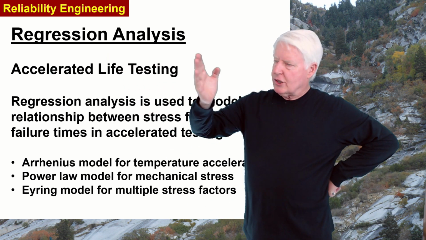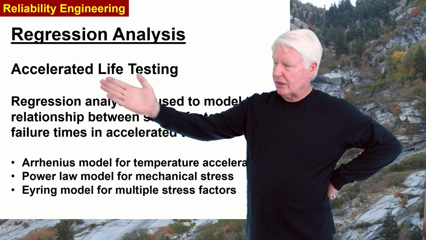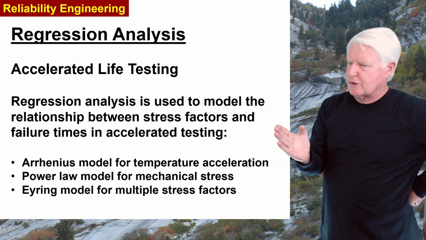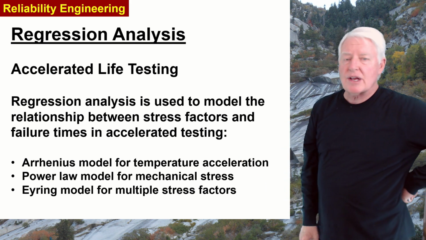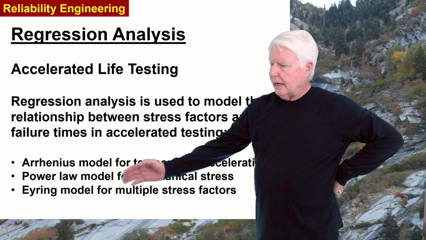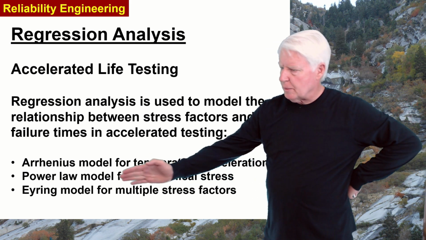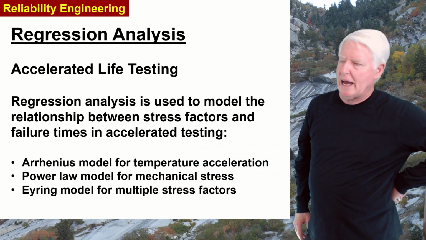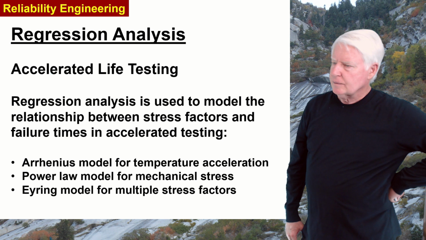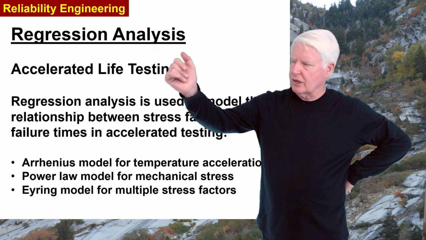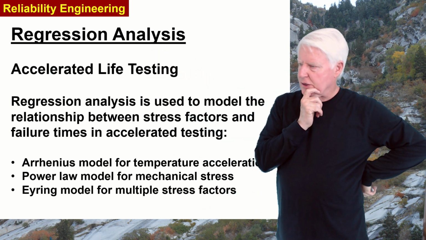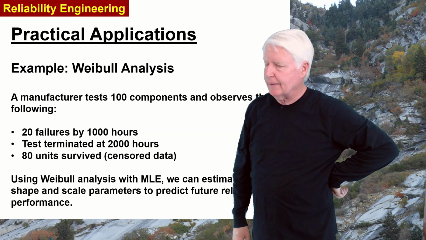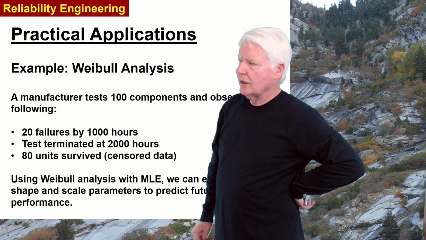All right, regression analysis is also something we use. Accelerated life testing. Regression analysis is used to model the relationship between stress factors and failure times in accelerated testing. Arrhenius model for temperature acceleration, power law model for mechanical stress, Eyring model for multiple stress factors. So we use regression analysis especially in accelerated life testing. But it's not the only thing we use it in. It's a very commonly used tool in reliability engineering.